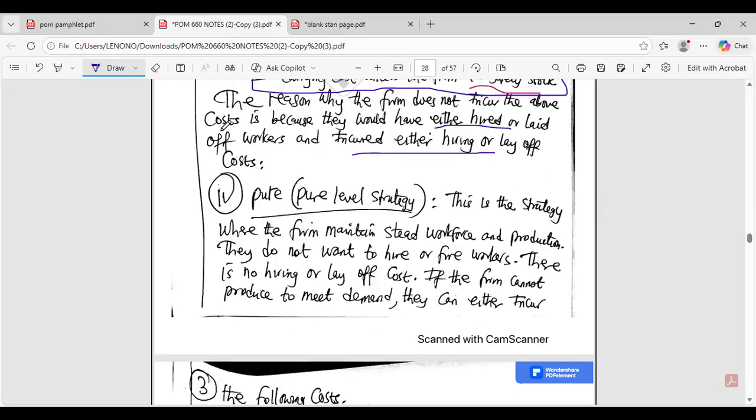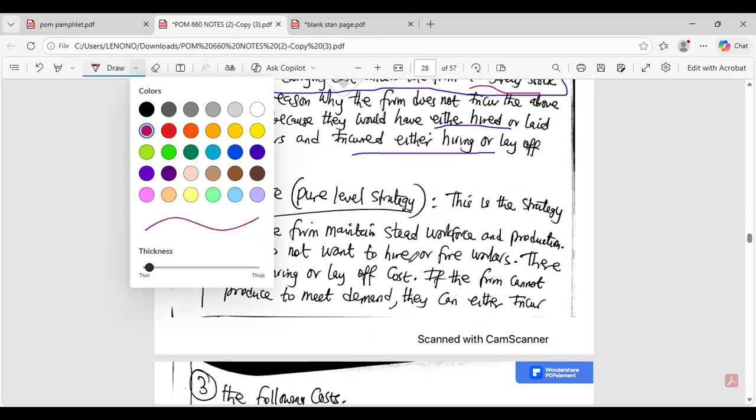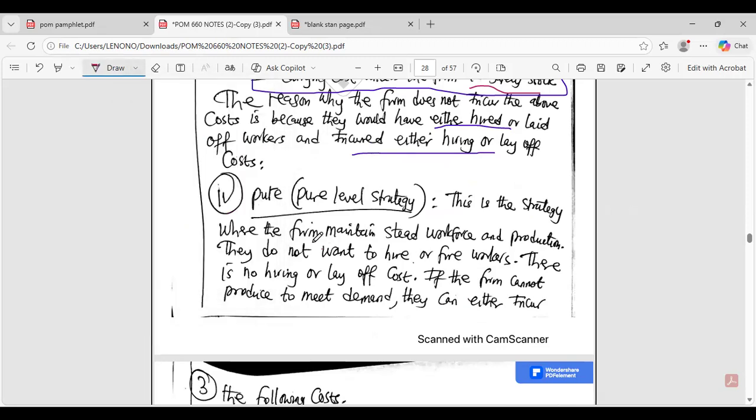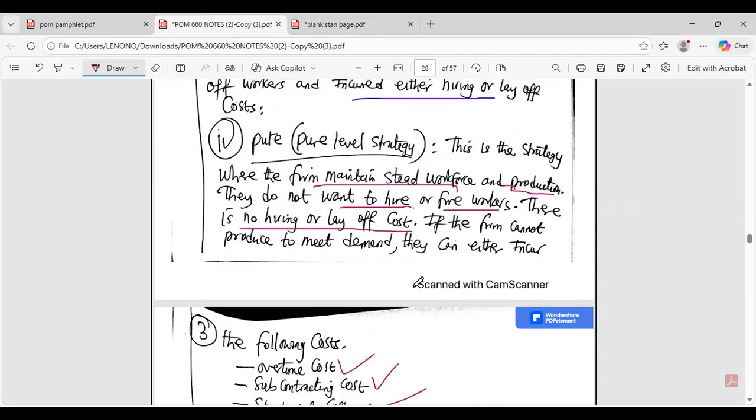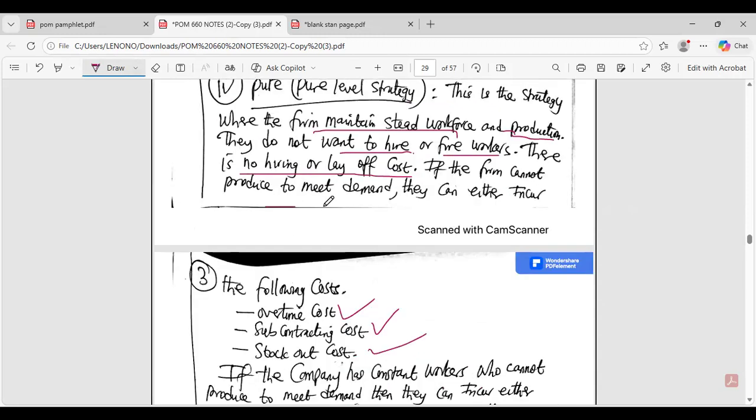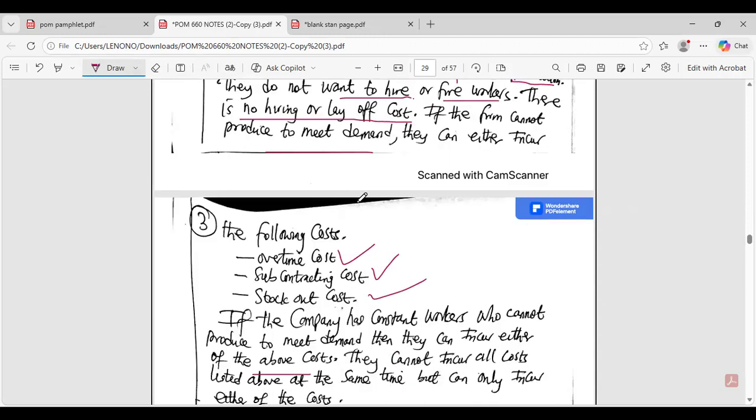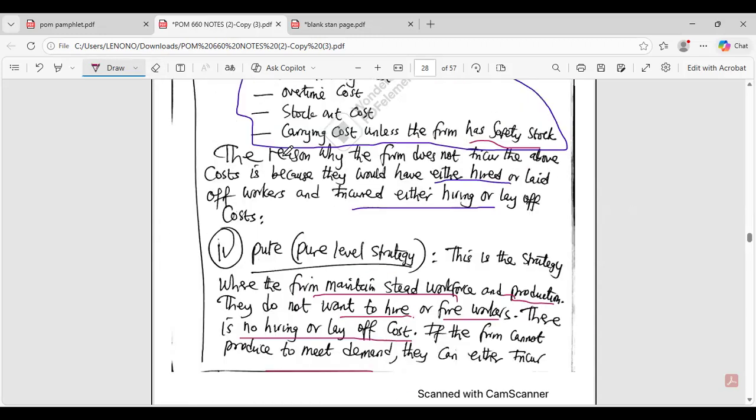Then a pure level strategy. What's a pure level strategy? Pure level is a strategy where the firm maintains a steady workforce and production. They do not want to hire or fire workers. There is no hiring and layoff costs. If the firm cannot produce to meet the demand, they can incur either of the above costs. Okay? That is for the pure level strategy.